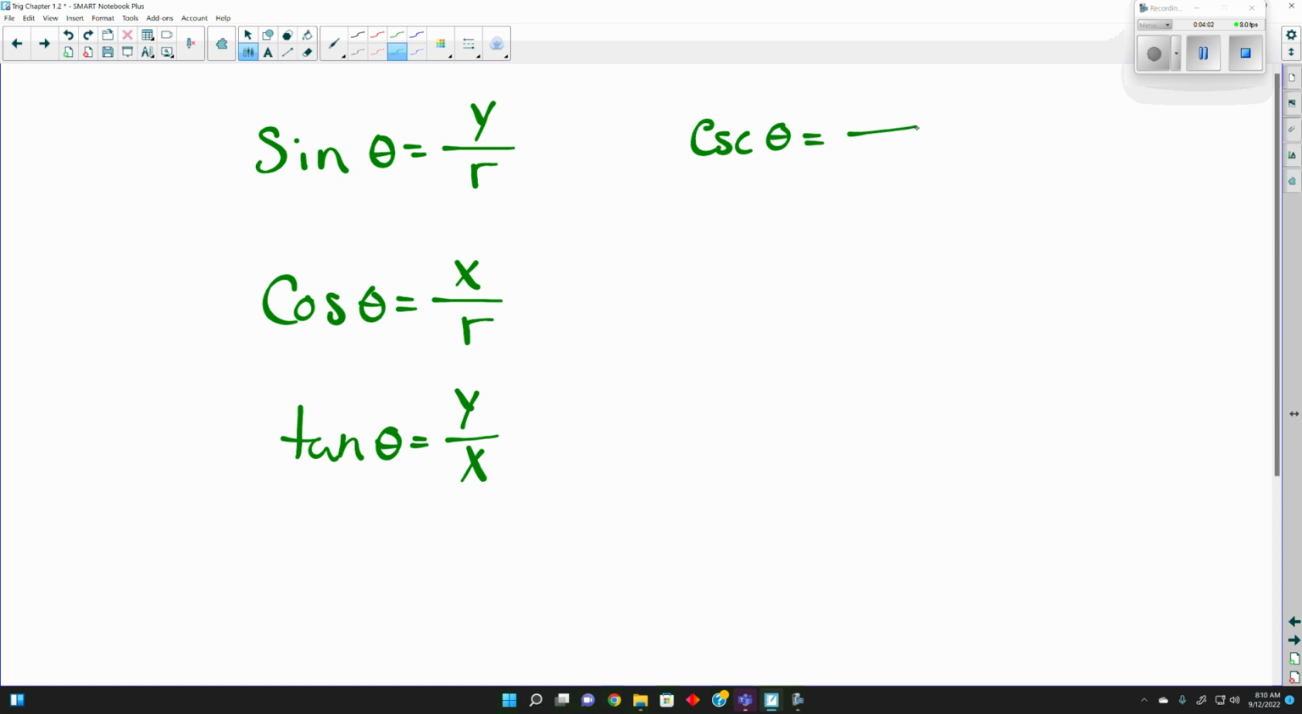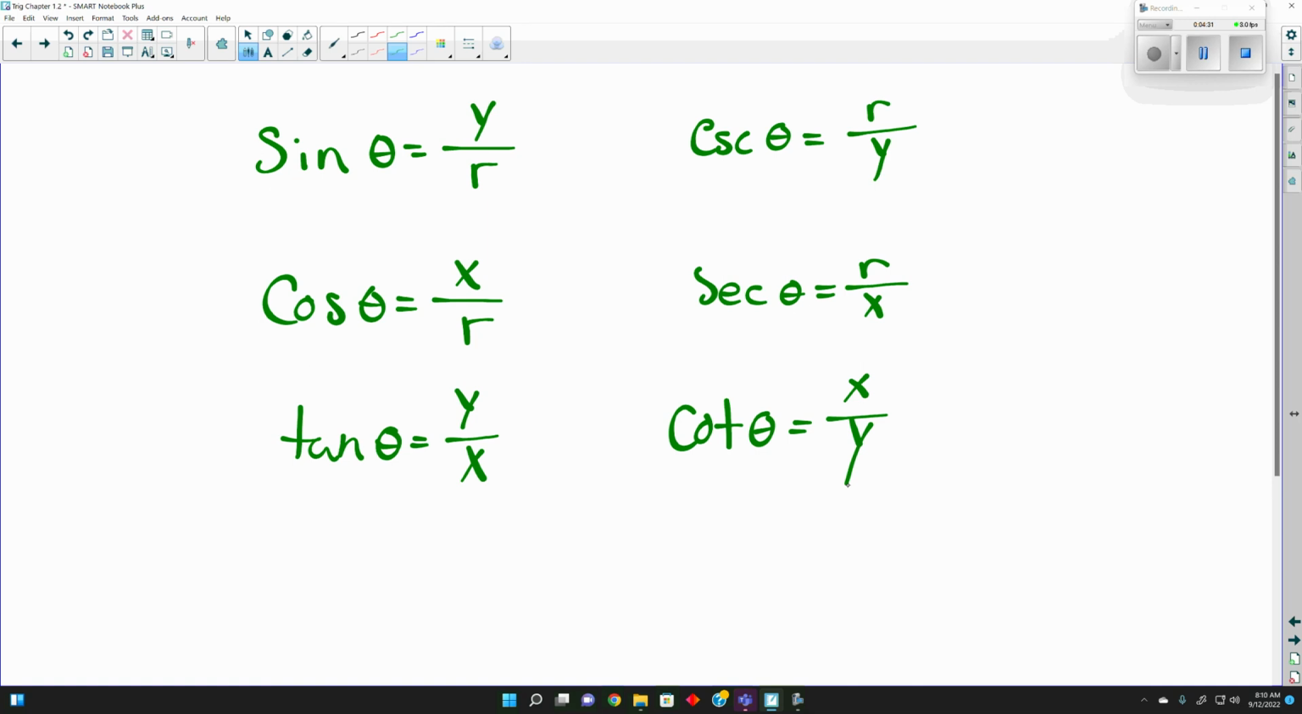Cosecant of theta is equal to r over y. Secant of theta is equal to r over x. And I'll step out of the way here in a second. And cotangent of theta is equal to x over y. And these here are somewhat helpful, especially if we start looking at points on a coordinate plane, and how the values work with the given angle.